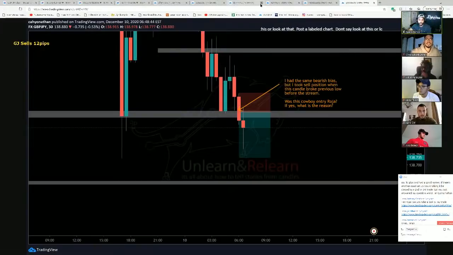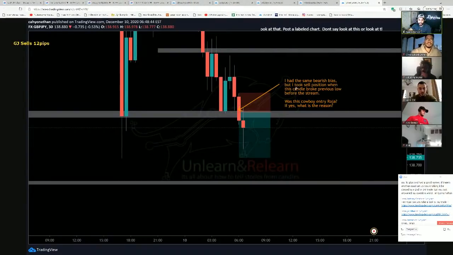Let's take a look at this chart over here. Took a sell position when this candle broke the previous low. Was this a cowboy entry? It was okay, but I saw this candle as well, so I wanted to let this candle close and then take the sell on the next candle. That's what I was looking at.